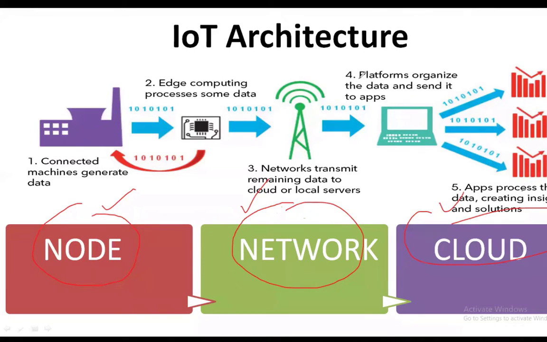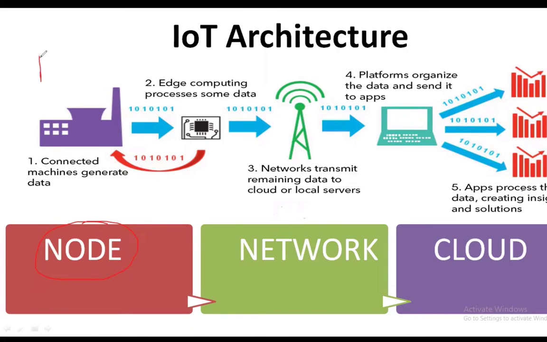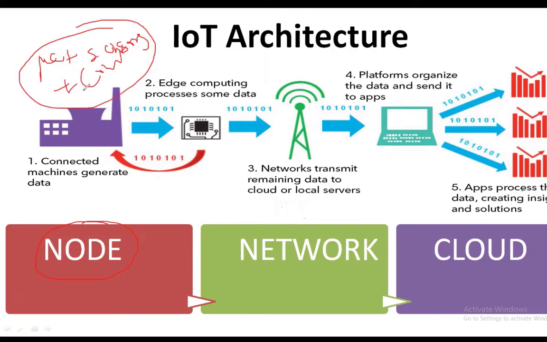So what is a node? A node is a sensor node, or it can be a control node, or both sensing and control can exist in a node. As we discussed, it can be a microcontroller plus sensors plus connectivity. This is called a node. A node interacts with the physical environment, like the plant, or human beings, or other things.